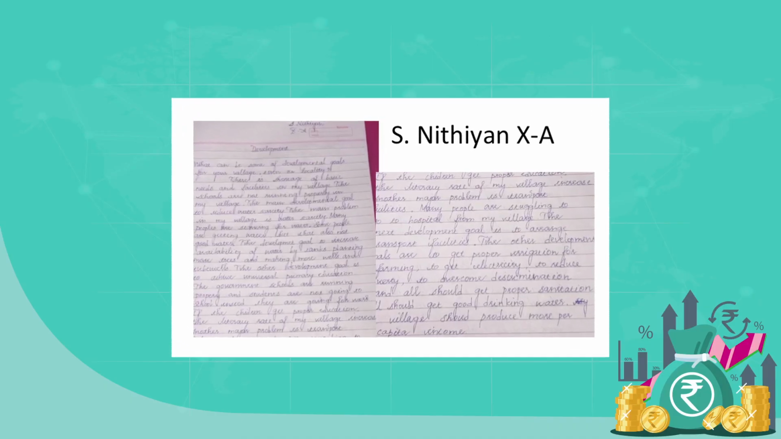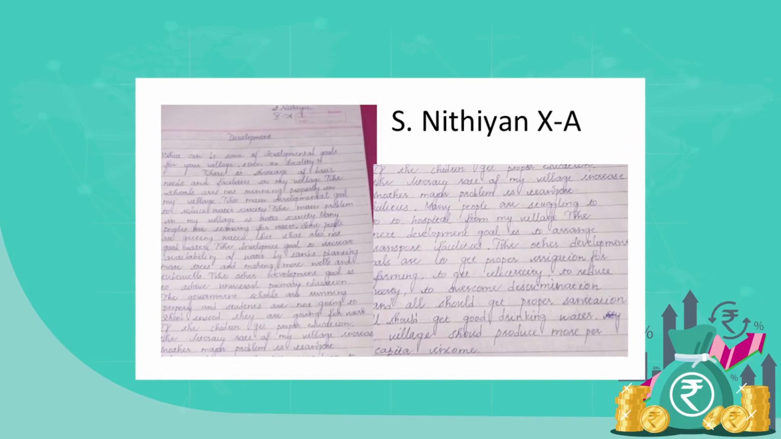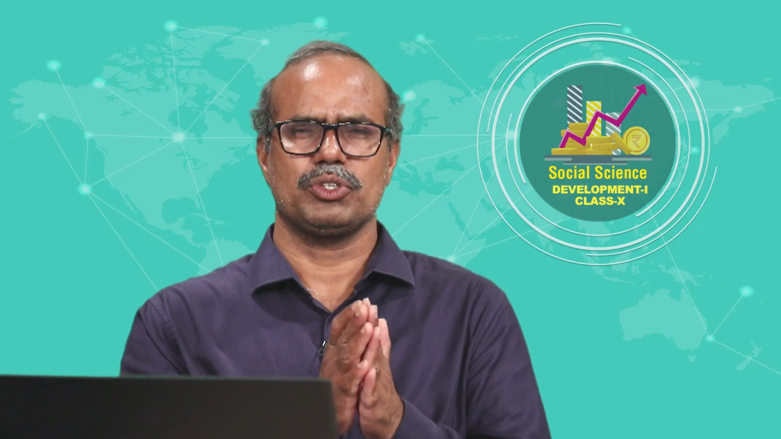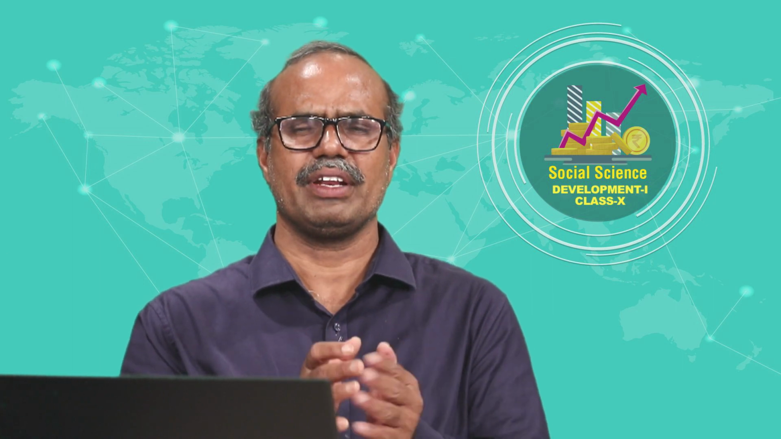One student studying in class 10A, his name is Nityan. You can read yourself what is there in the text, and you will come to know that these are all things we already described. They also want developmental facilities in their village. They also want safe drinking water.